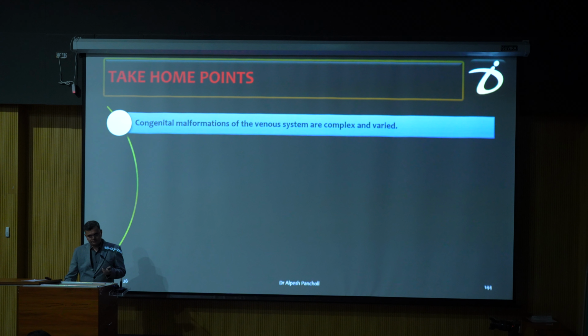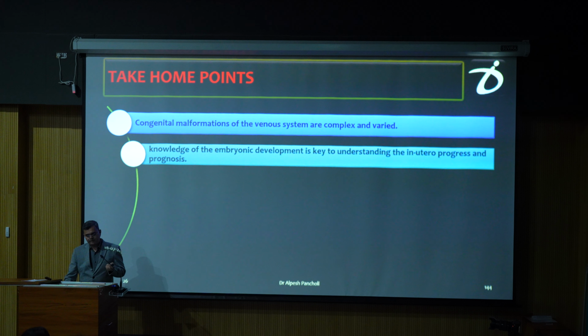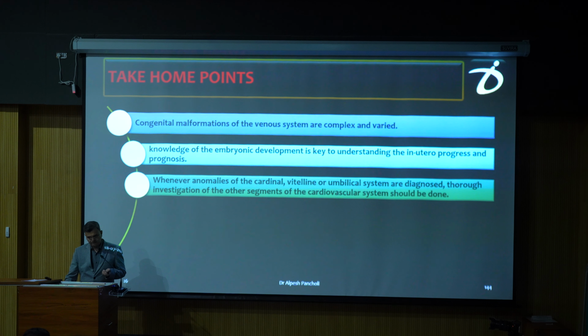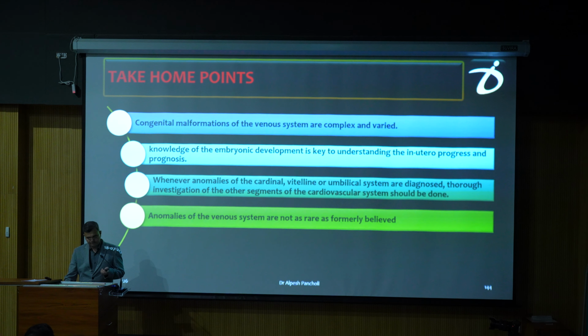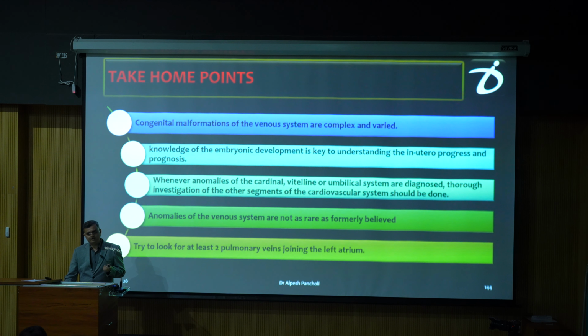Take home points: congenital malformations of the venous system are complex and varied. Knowledge of embryonic development is key to understanding in utero progress and prognosis. Whenever anomalies of the cardinal, fetal or umbilical system are diagnosed, thorough investigation of other segments of the cardiovascular system is warranted. Anomalies of the venous system are not as rare as was formerly believed, and try to look at least at 2 pulmonary veins in the 4-chamber view draining into the left atrium.